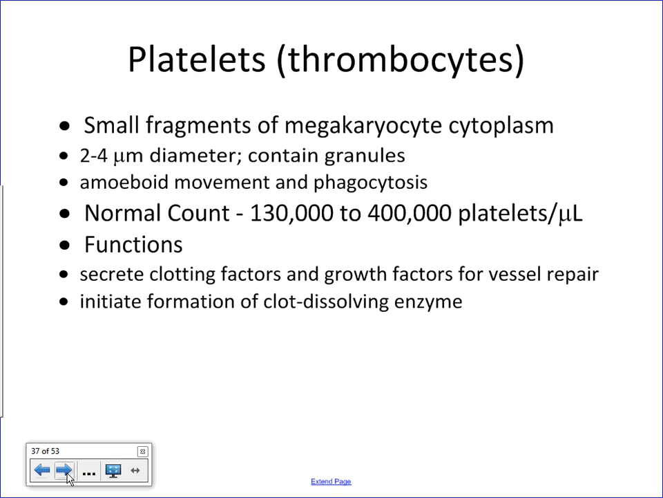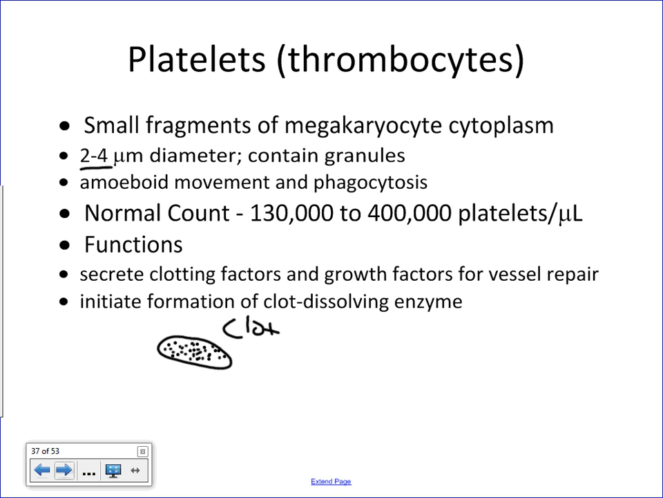Now, platelets are, in a true sense, not technically a cell. They're fragments of cells. Okay, they're very small, granular fragments. So you have to bear in mind that they're about 2 micrometers in diameter, very, very small, and they contain granules. It's very important because we're going to talk about some of the material that is released from these granules in a little bit.